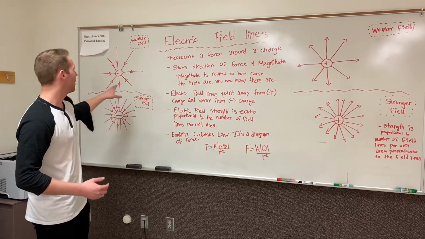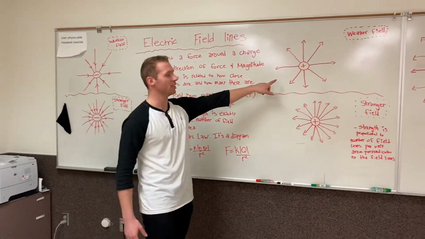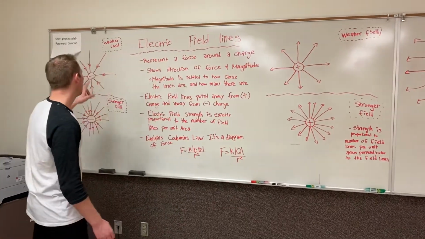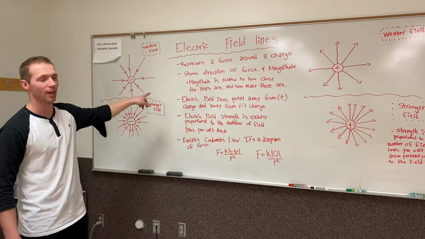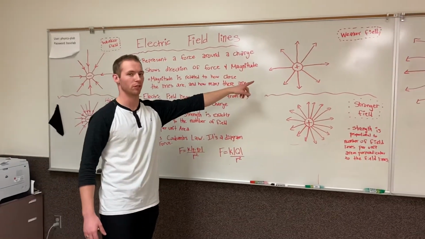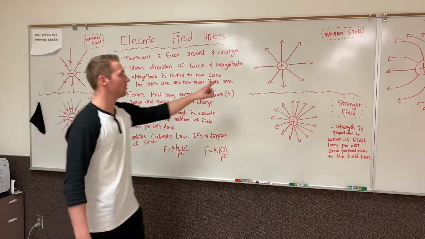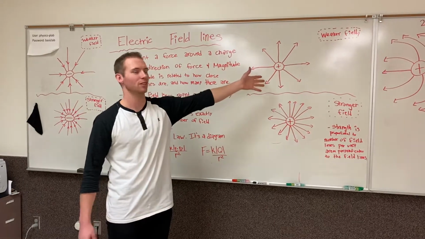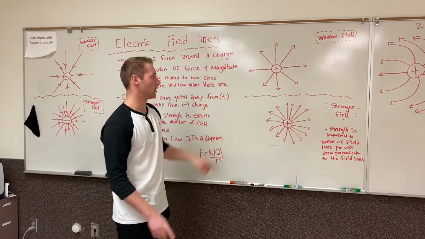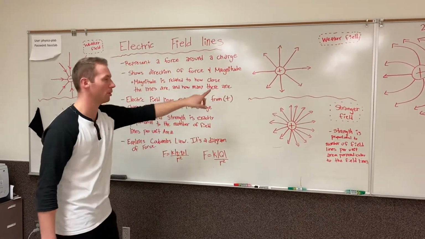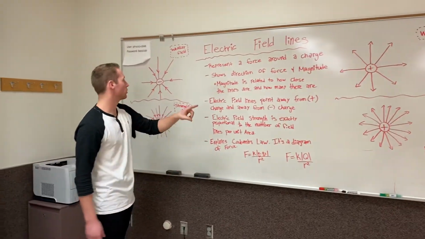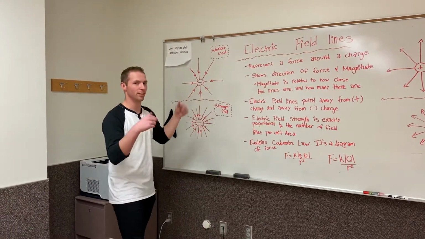So as we have here, I have these two different representations. I have a negatively charged particle and I have a positively charged particle here. Positively charged particles always point outwards. They always point away from the positively charged particle, whereas the negatively charged always points in.